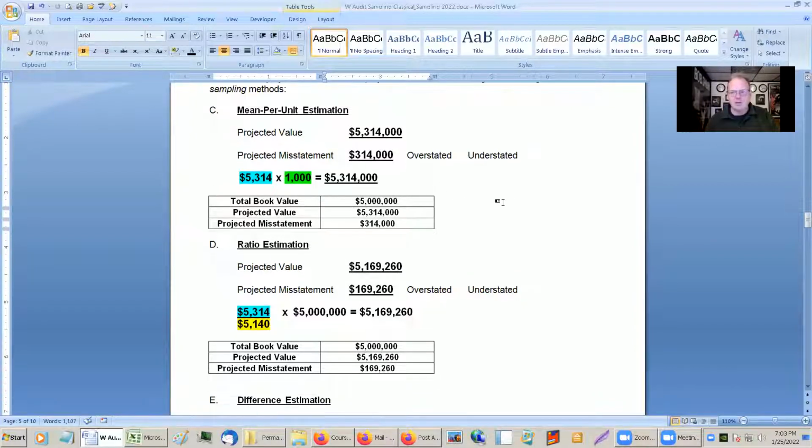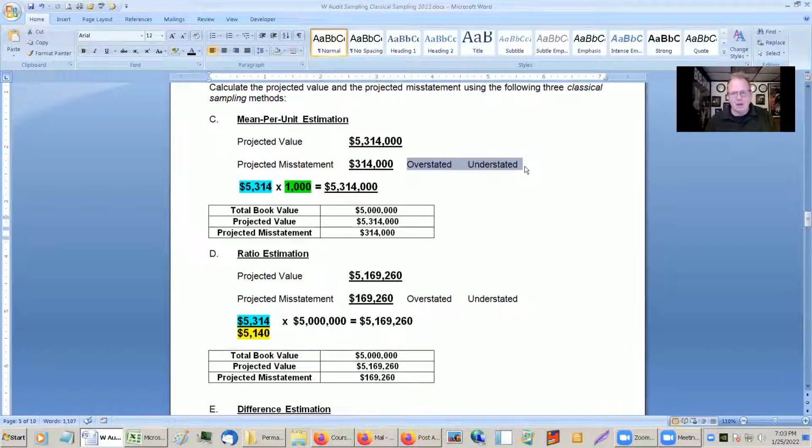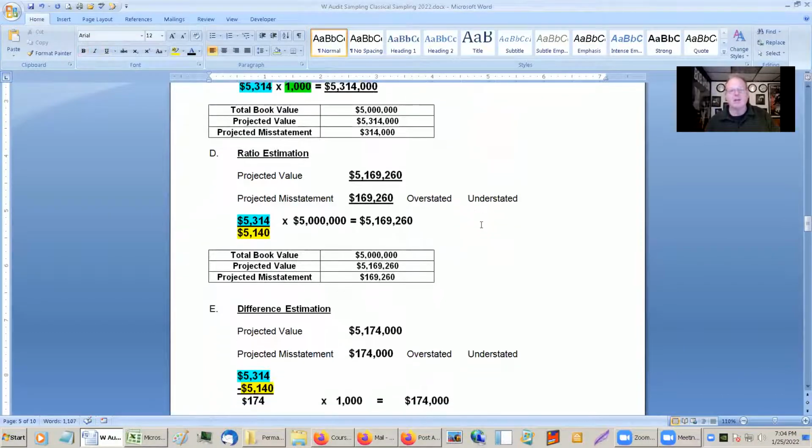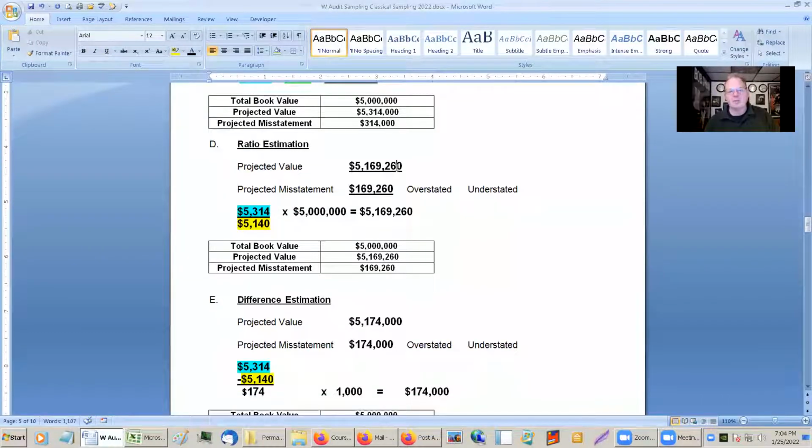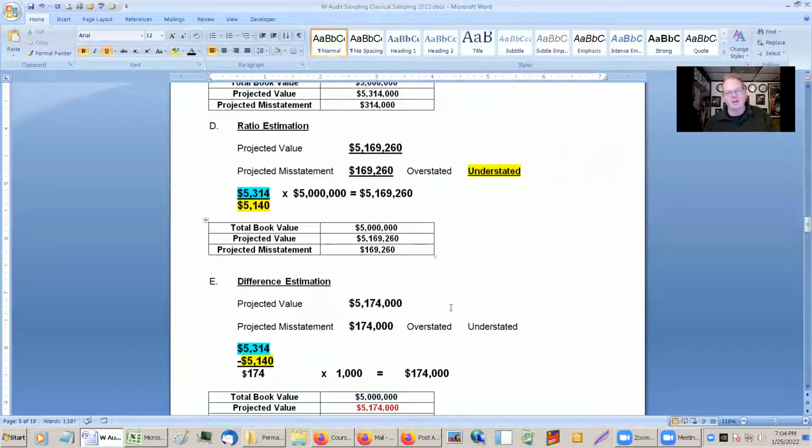They have too much on their books or too little? It's still understated. Yeah, it's understated. They should have 5,314,000. They only have 5 million on the book. So, and all these you can see are going to be understated. The ratio one, my calculator only goes up to 6 digits. So if you have 261, that's probably more accurate than what I have. So these are all going to be understated.